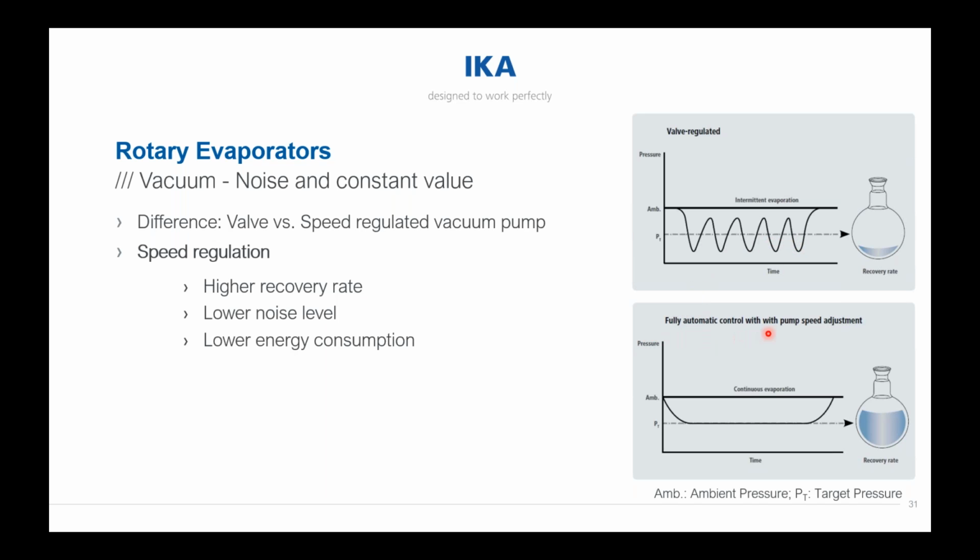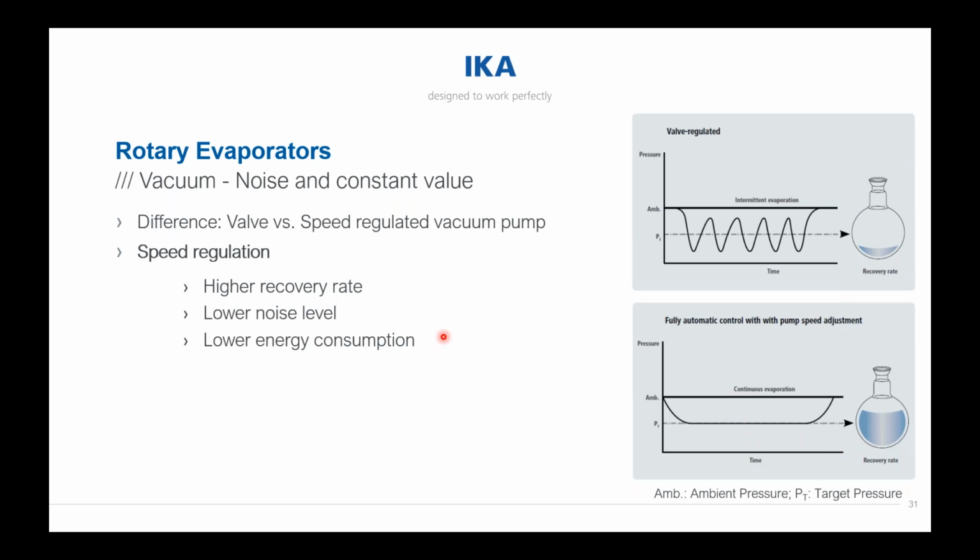If you have a fully automatic control with a pump speed adjustment, this means you have a vacuum pump which is speed regulated, and also a vacuum controller which really regulates the speed of the pump. If we have a look again at the picture here, you can see what will be done. You will directly go to your target pressure. You will hold this target pressure for the whole evaporating process, and afterwards you vent again. So here you have a really continuous evaporation instead of this intermittent evaporation, because you're always underneath or over the actual target pressure. And this gives you a really good recovery rate.